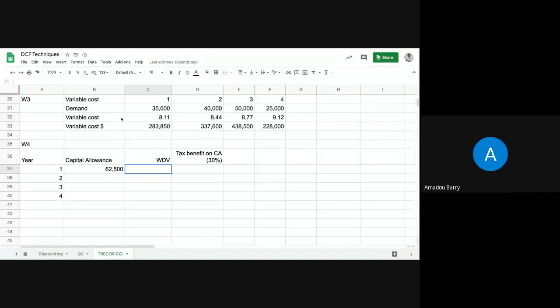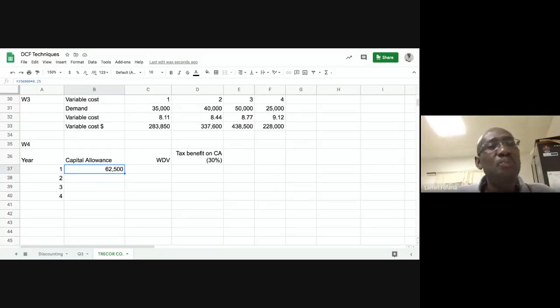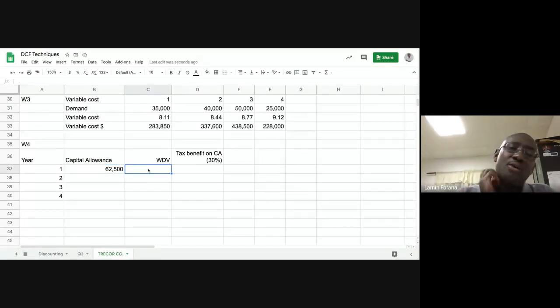Yes, Amadou? Mr. Fofana. Yes, Rosa? Yes, sir. Even that 250,000, we have to divide it by 4, 62,500. Yes, of course, multiplying by 25% is like a quarter of it. It's the same as dividing it by 4, correct? Yes, sir. Okay, so what is the first year's WDV or the NBV, written down value?